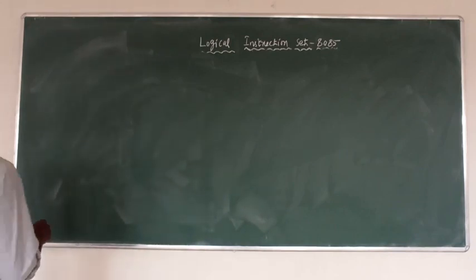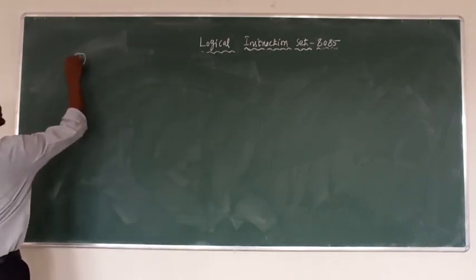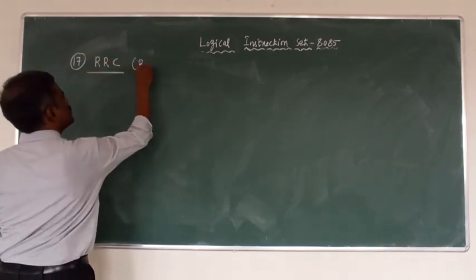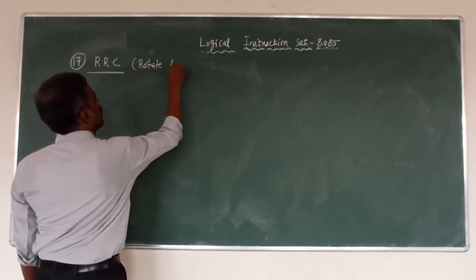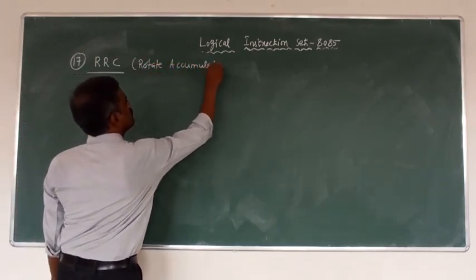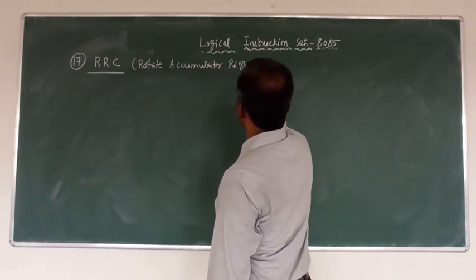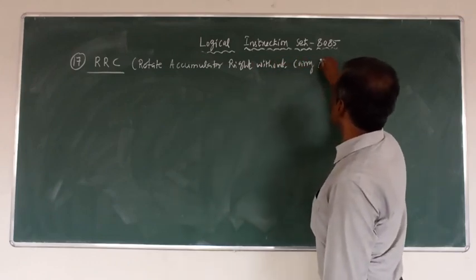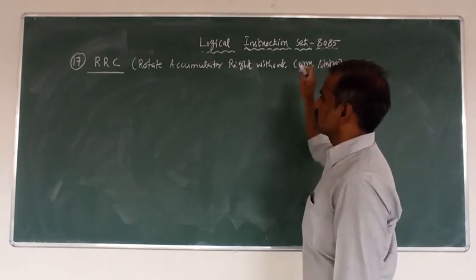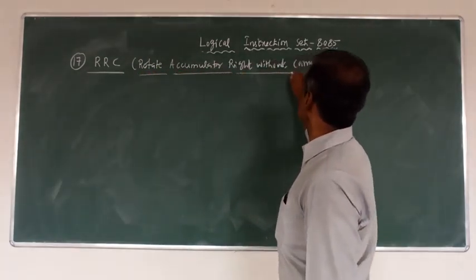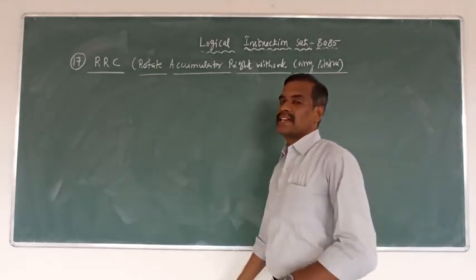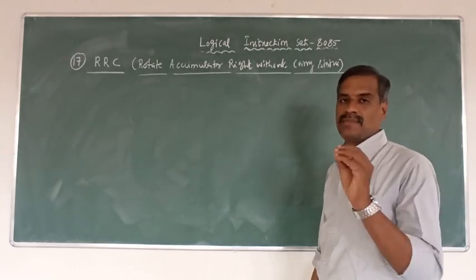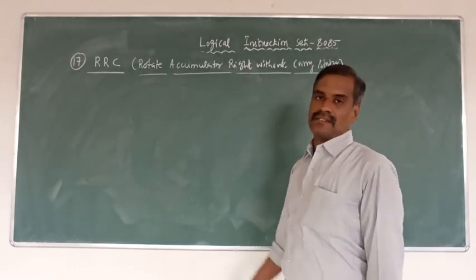Next, 17th instruction RRC. RRC means rotate accumulator content right without carry status. This is the operation of RRC. It will rotate the accumulator content towards right without carry. It will move a single bit towards the right side.